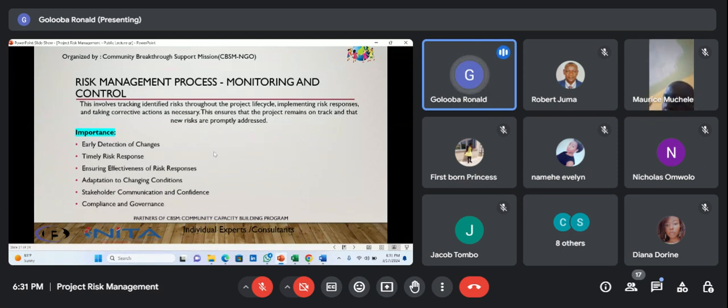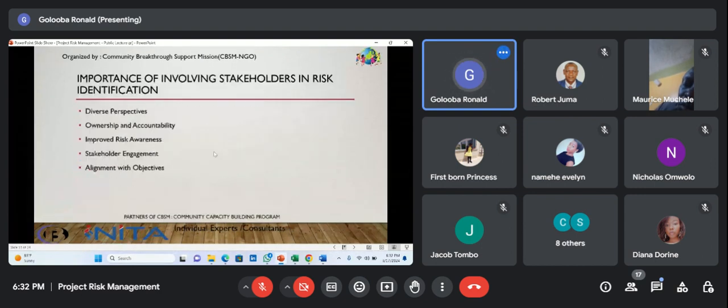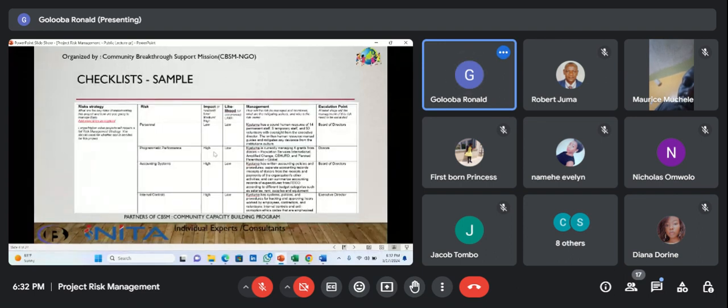Then we have monitoring and controlling risks. And this involves tracking identified risks throughout the project life cycle and implementing risk response plans and taking corrective action as necessary. This ensures that the project remains on track and that new risks are promptly addressed. So, as you identify the risks and also look at their likelihood and impact on the project, you should devise ways of continuously monitoring these risks.